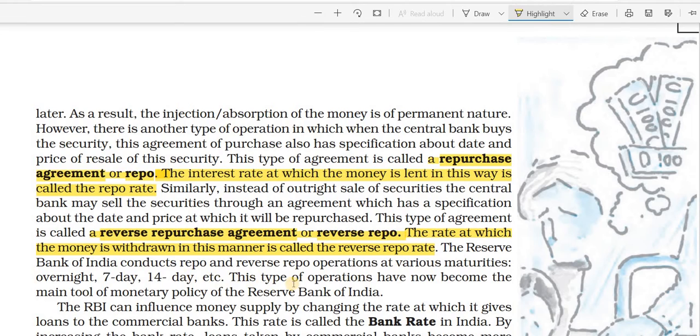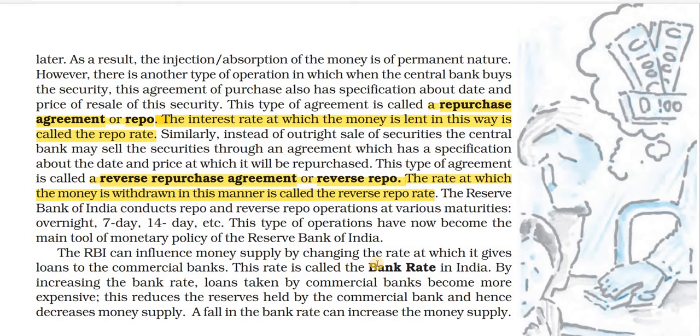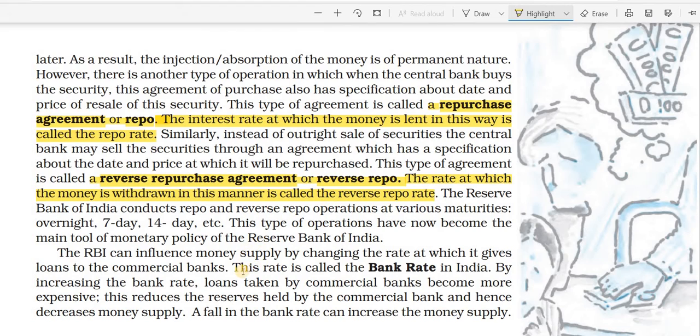The Reserve Bank of India conducts repo and reverse repo operations of various maturities: overnight, 7 days, 14 days, etc. This type of operation has now become the main tool of monetary policy. Okay, so repo rate and reverse repo rate are the main tools of RBI. Then another one is bank rate.